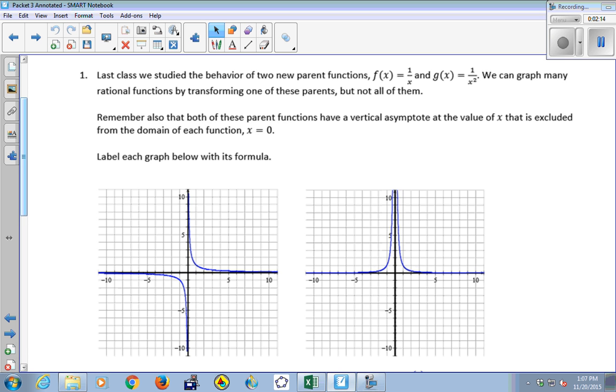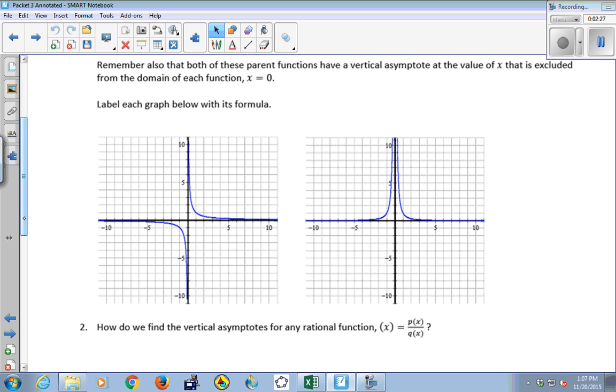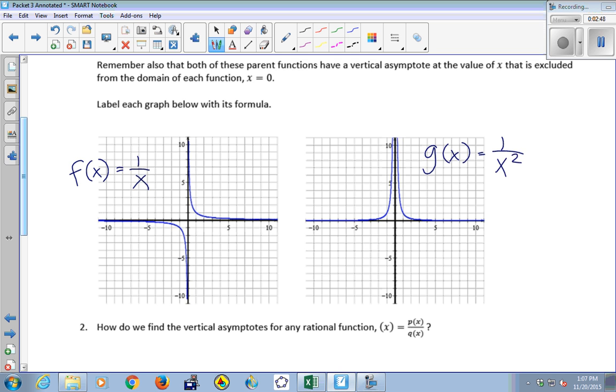Both of these parent functions have a vertical asymptote at a value of x that is excluded from the domain. So for each function, x equals 0 is not in the domain. Okay. So which is which? One of these is 1 over x and one is 1 over x squared. The first one is 1 over x, yeah. So this one is f of x equals 1 over x. And this one, we'll call this g of x, 1 over x squared. Good.